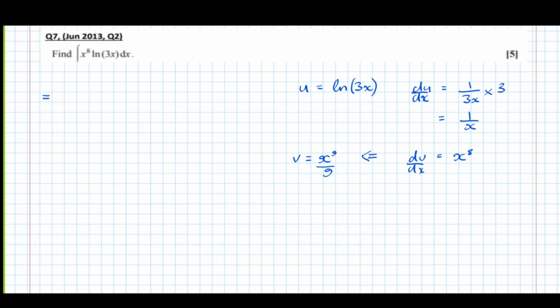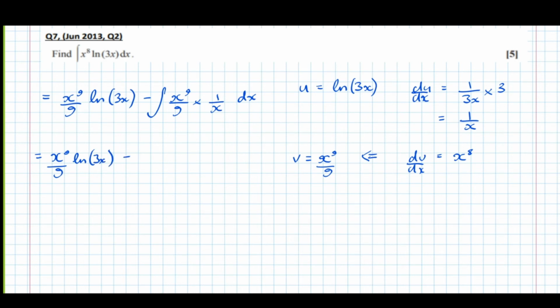Equals uv minus the integral of v du by dx dx. And let's tidy this up before we attempt to integrate it. Equals x to the 9 over 9 log of 3x minus x to the 8 over 9 integrated dx.